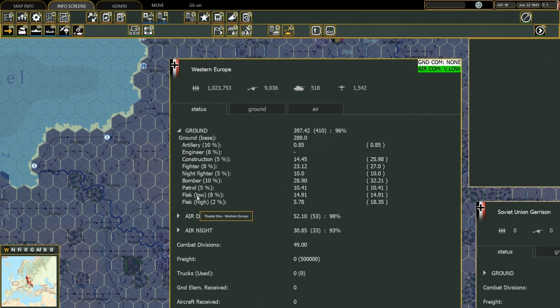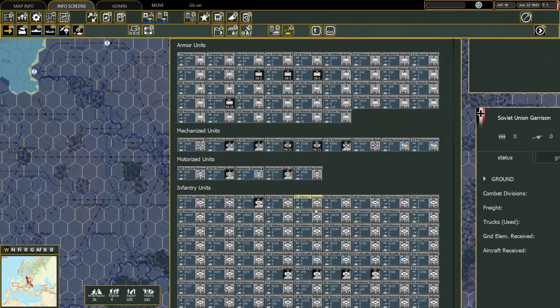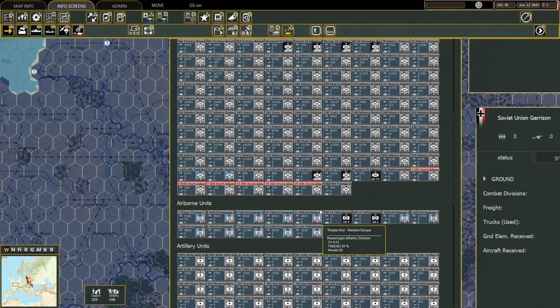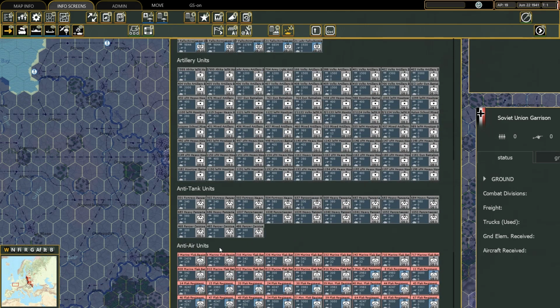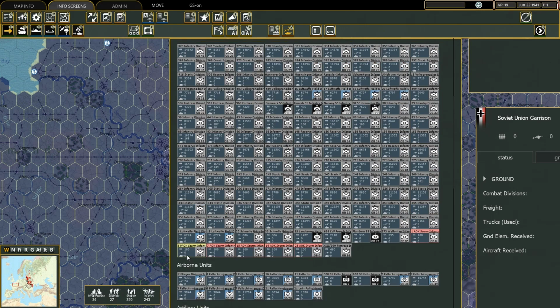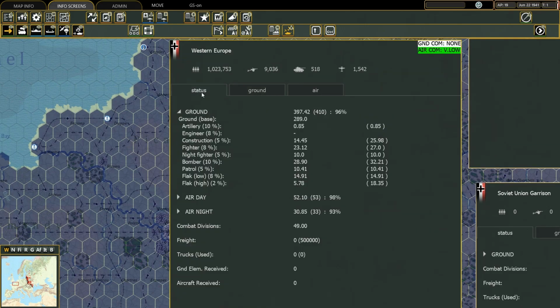Briefly, the difference between flak low and flak high is the caliber of the guns. If it's below 37 millimeters, it's classified as flak low. If it's above 37 millimeters, it's classified as flak high. And if you go on the AA gun units, you see here, flak L 2.1, so low, and H, high, 6.1. And let's go back to status.